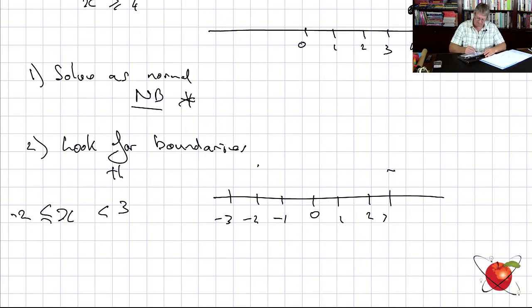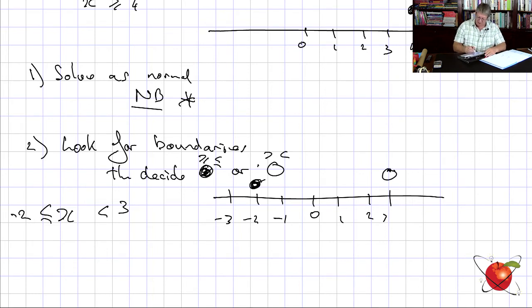Then we say, right, decide on a solid or hollow dot. Solid is greater than or equal to, less than or equal to. Remember? So here I say, right, my minus 2, so there's my first one, and that one I make solid. This one is hollow because there's no equal to. X cannot be 3. It can be minus 2.